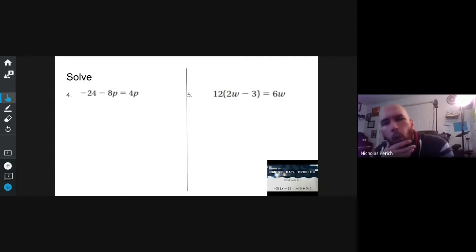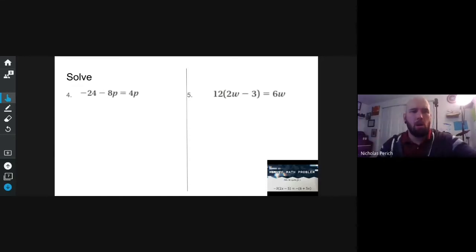All right, so problem 4 has nothing to do with the video that we just watched. Let me see if I can remember what to do. I have a -24 on the left. I also have a -8p on the left. I have a 4p on the right. Jory told me what I want to do first, and I'm going to get rid of the smallest variable, and the smallest variable is -8p. The way you do that is you add 8p to both sides.